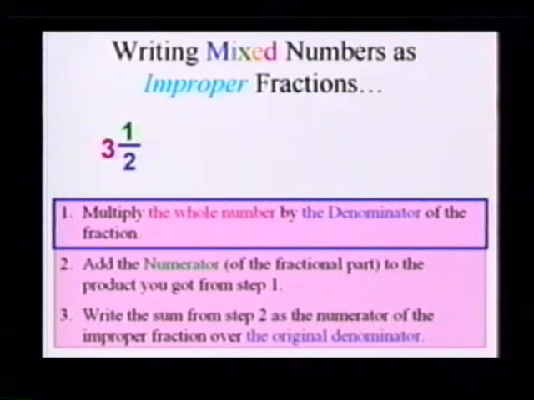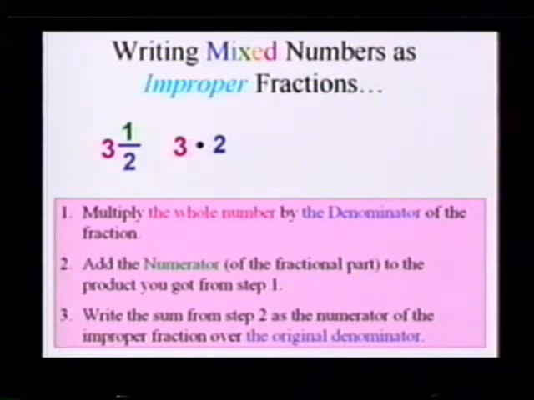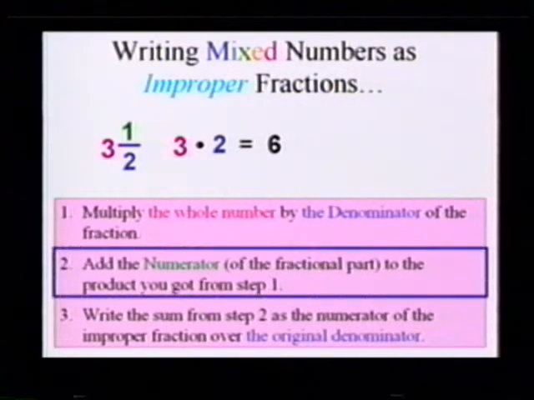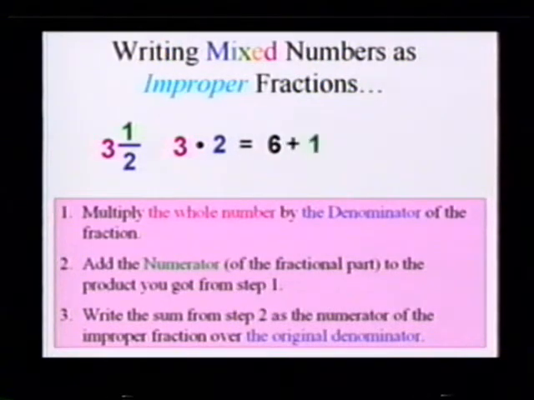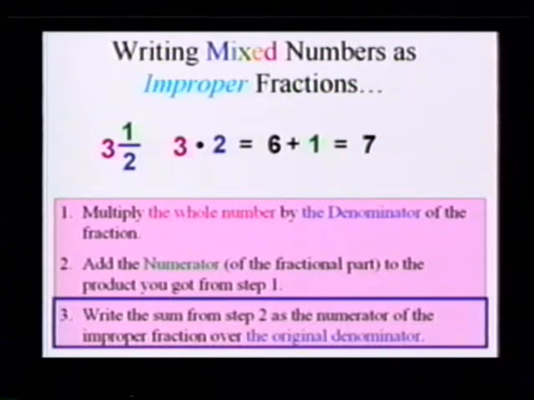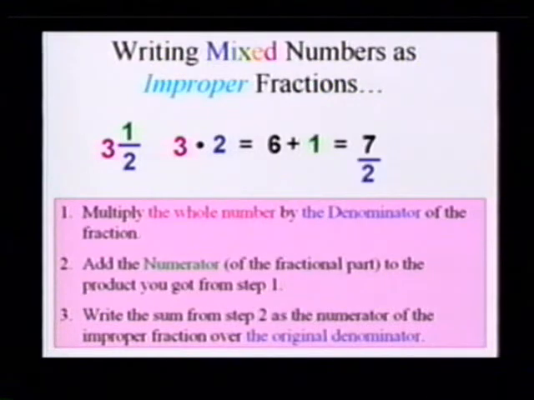For instance, 3 times 2, I got 6, added that to the original numerator there, to the 1, got a 7, and then took that number and put it over the original denominator. So we just went back from 3.5 to 7/2. It'll be easier to work with for multiplying and dividing, you may remember.